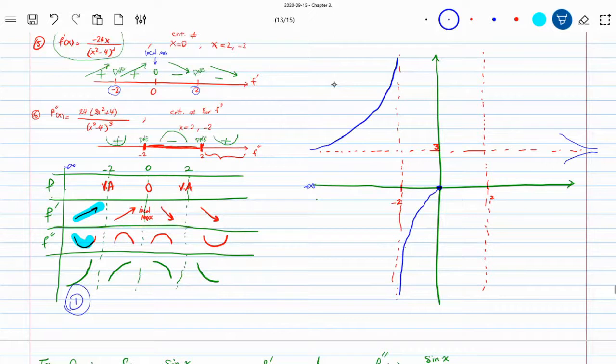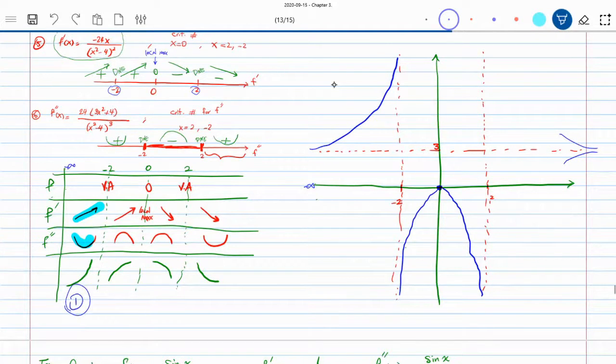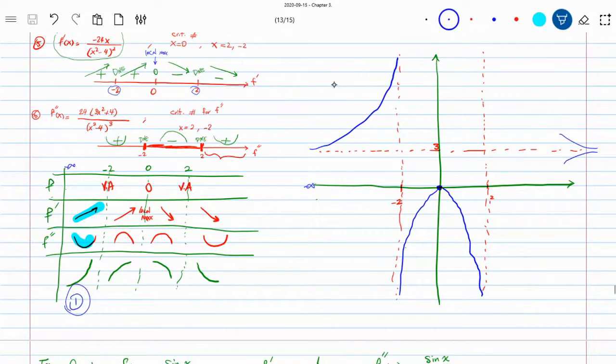And then from 0 to 2, decreasing, concave down, approaching the horizontal asymptote, vertical asymptote. And then finally, on the right side, since we knew the graph is symmetric, basically you don't need to look at the curve anymore. Based on symmetry, you can graph this. So this is how the function looks.